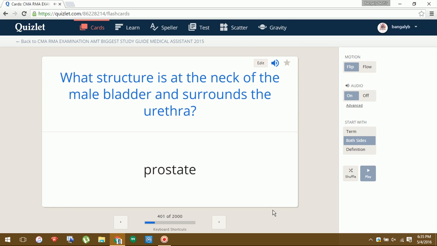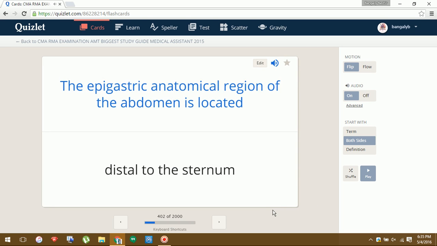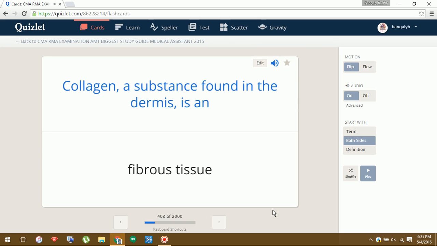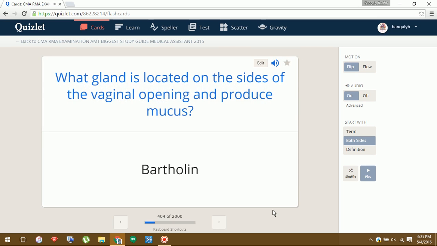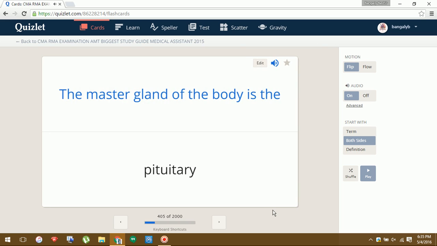What structure is at the neck of the male bladder and surrounds the urethra? Prostate. The epigastric anatomical region of the abdomen is located distal to the sternum. Collagen, a substance found in the dermis, is a fibrous tissue. What gland is located on the sides of the vaginal opening and produces mucus? Bartholin. The master gland of the body is the pituitary.